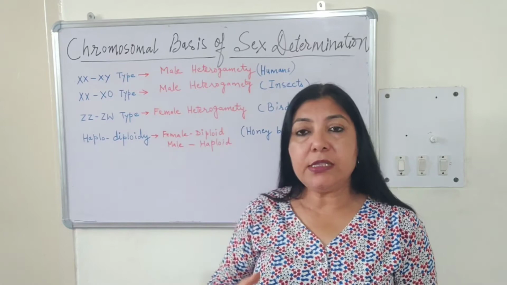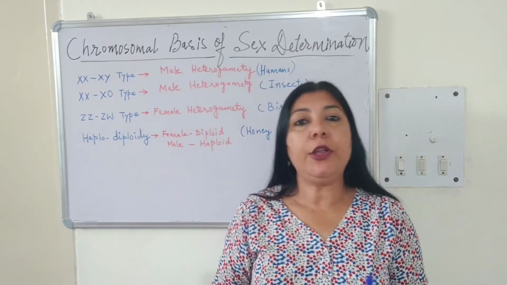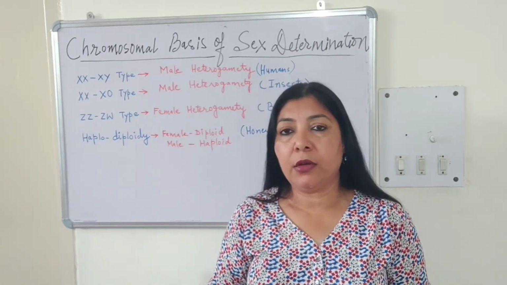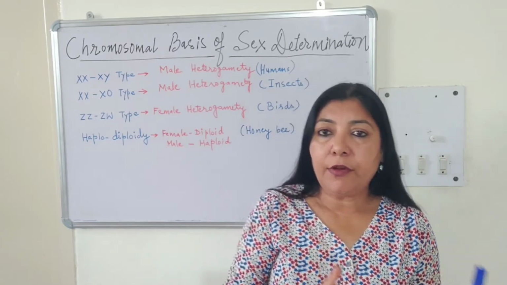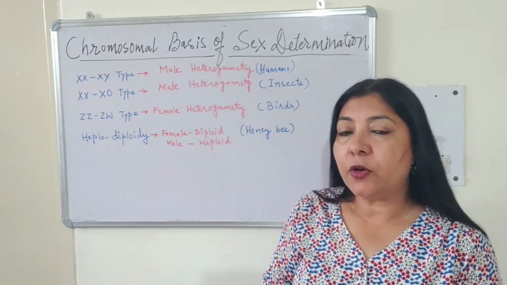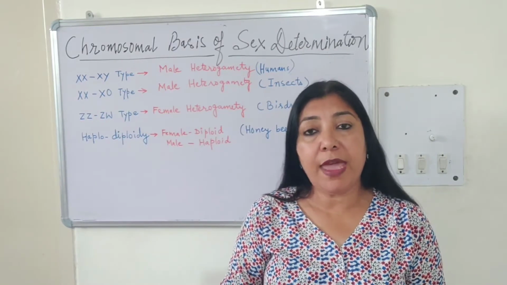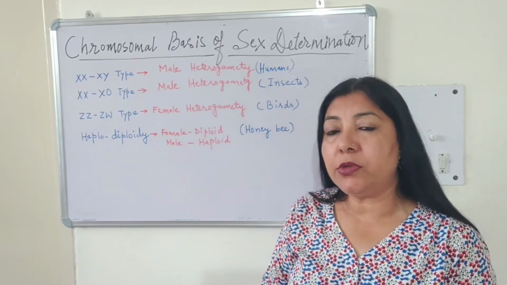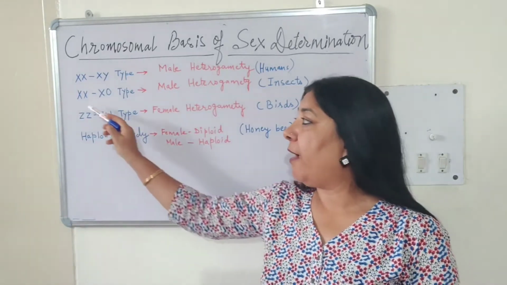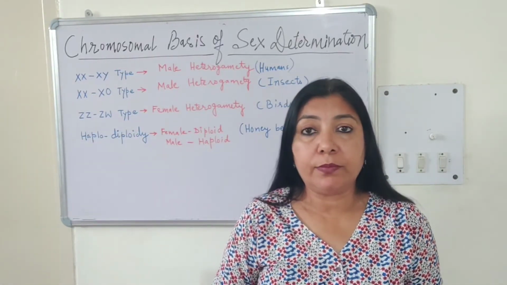In birds, it is the females which will produce 2 types of eggs, 2 types of gametes, 50% having Z chromosome and 50% having W chromosome, whereas all males will produce similar types of sperms having only Z chromosome.